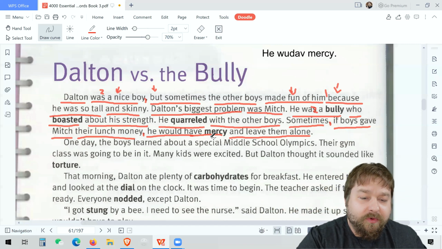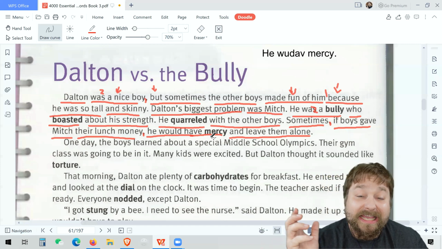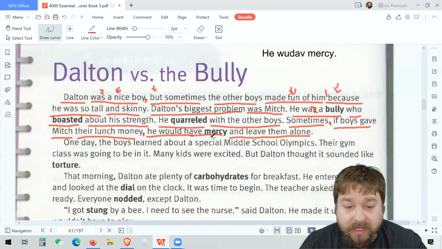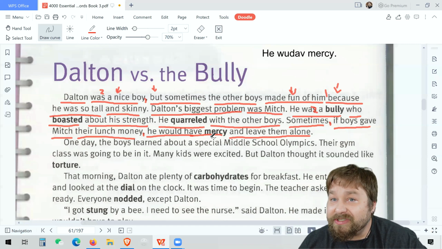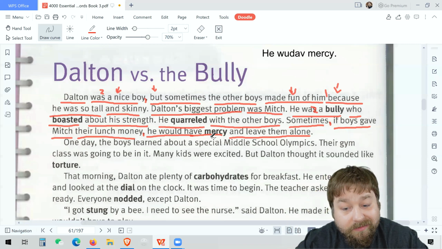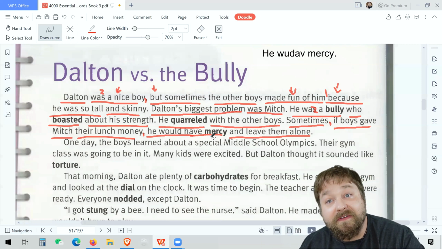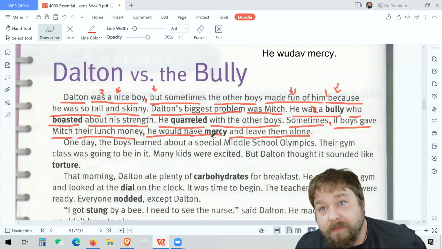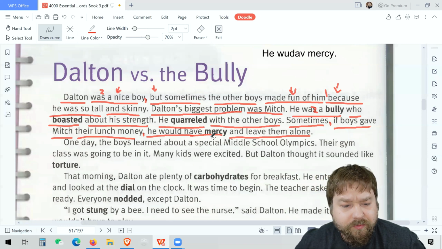Dalton was a nice boy, but sometimes the other boys made fun of him because he was so tall and skinny. Dalton's biggest problem was Mitch. He was a bully who boasted about his strength. He quarreled with the other boys. Sometimes, if boys gave Mitch their lunch money, he would have mercy and leave them alone. Sounds pretty good, right?